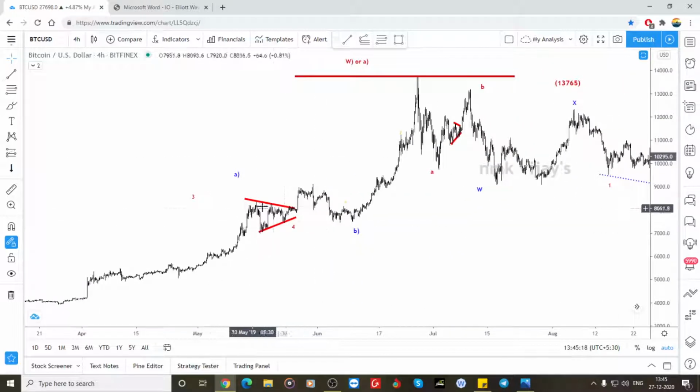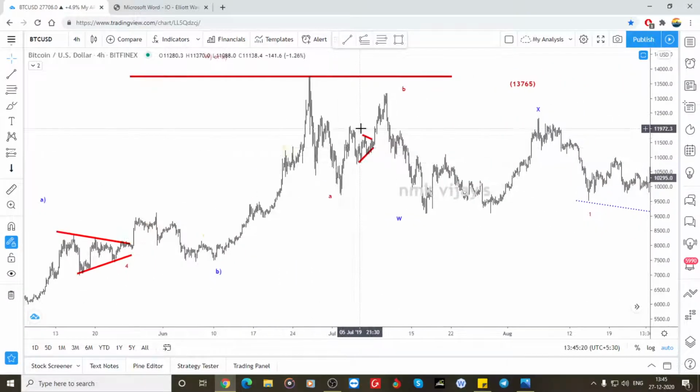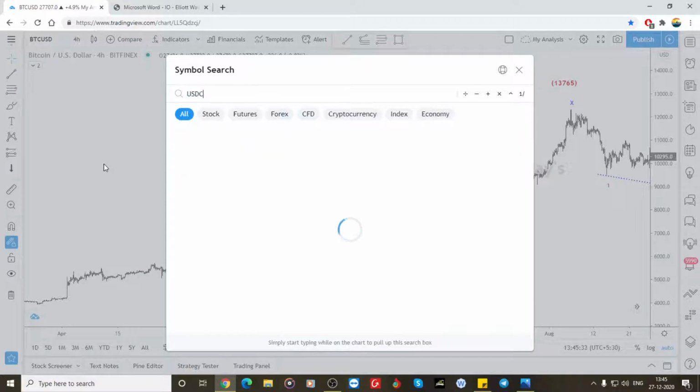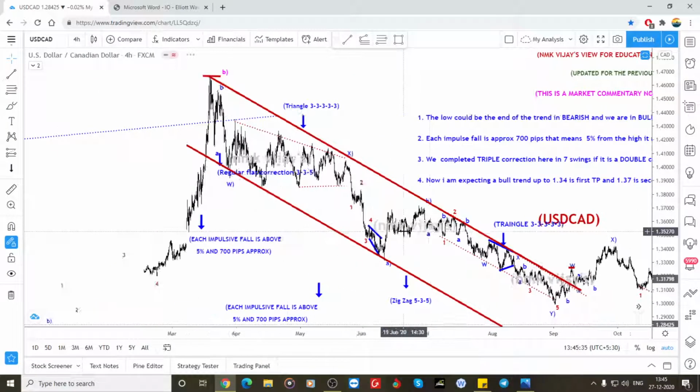Have a look here, this is also a fourth wave, and this is also a B wave. A, B is a triangle, C. So the intermediate wave B is also a triangle. And we will go through that previous USD CAD also, I will explain where it occurred.